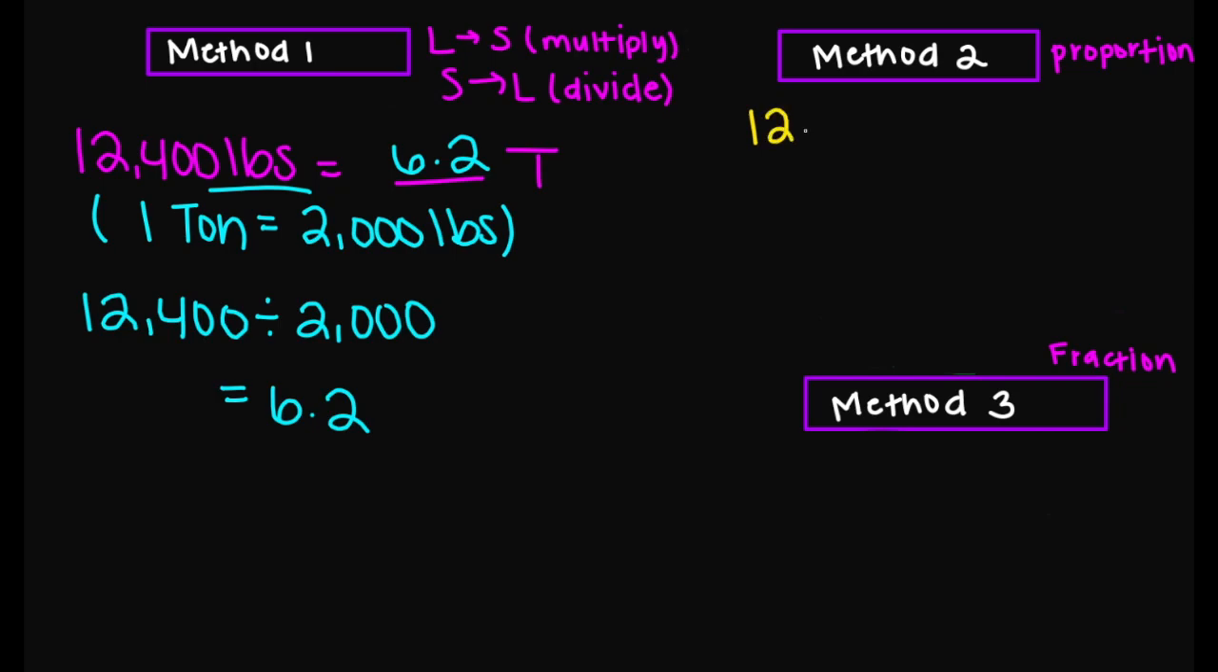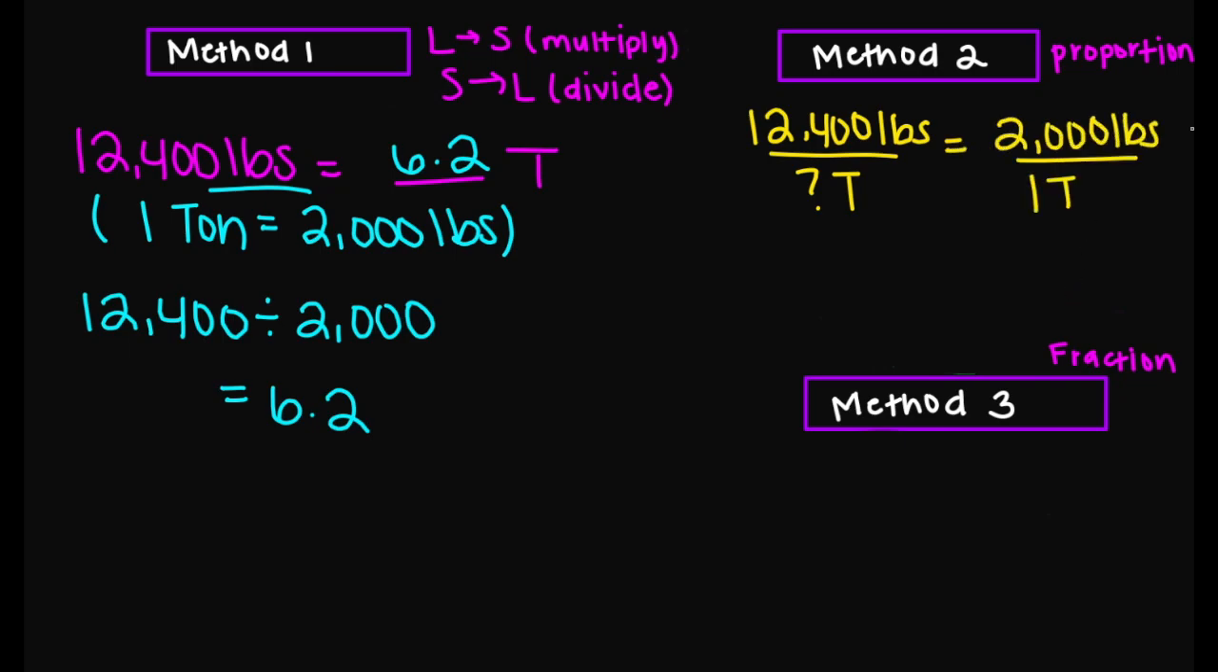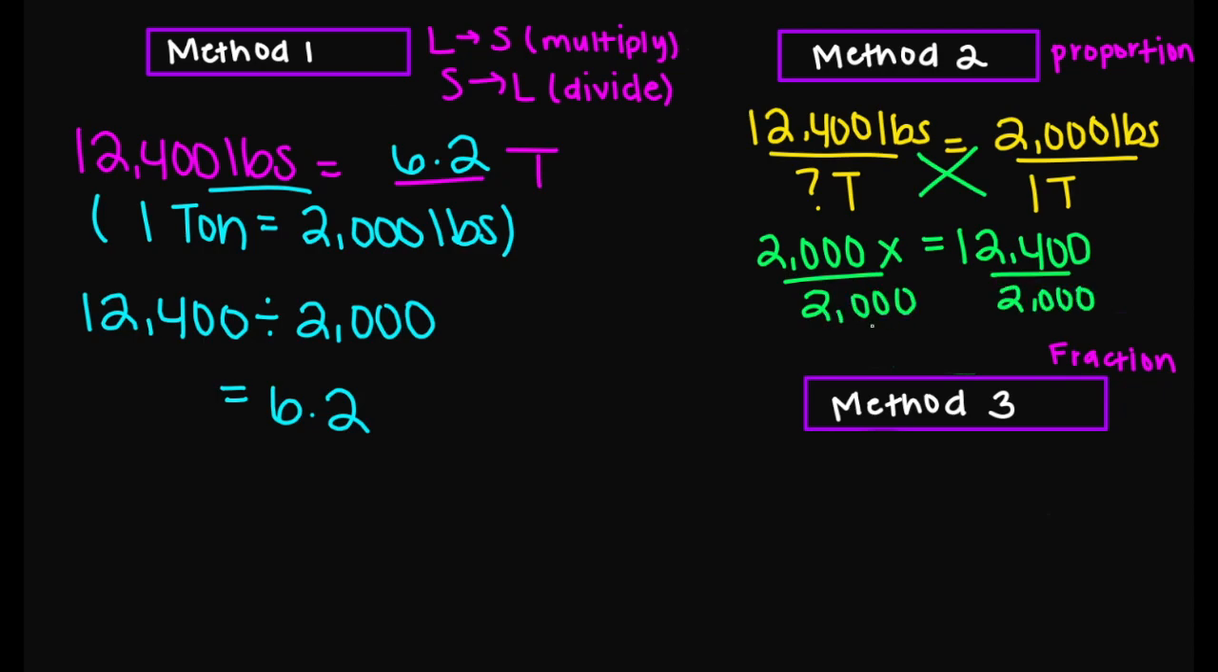If I set up a proportion, pounds is up here, and down here we do not know the tons. This is what we're looking for. This is going to equal 2,000 pounds on top here, and then down here at the bottom is going to be 1 ton. Now I'm going to cross multiply. So we're going to say 2,000x equals 12,400 pounds. Now I'm going to divide both sides by 2,000. So x is going to equal 6.2. So your final answer for method number two is also 6.2.